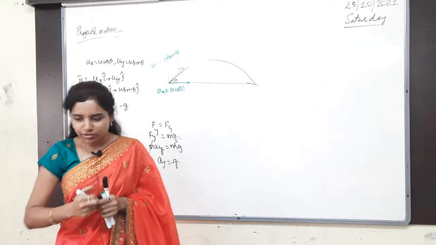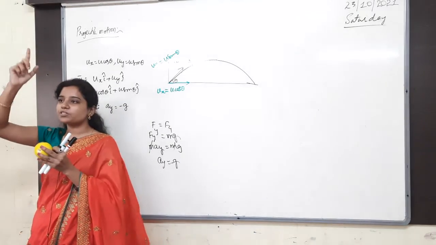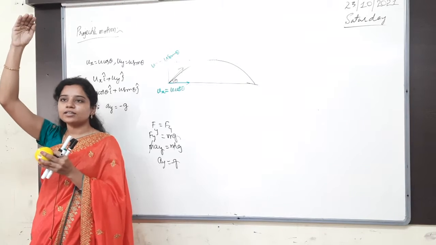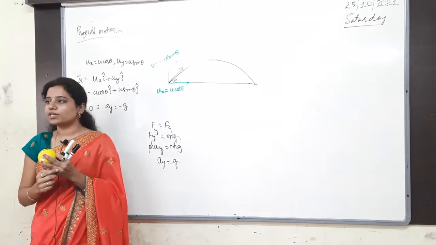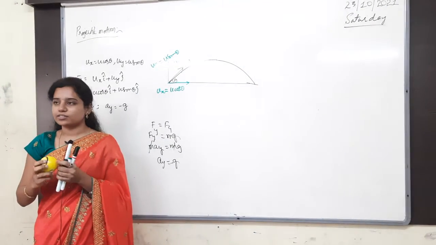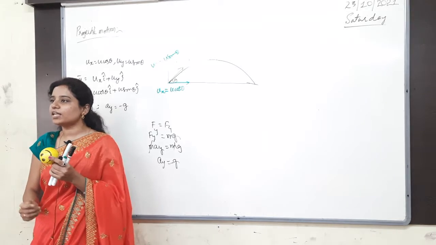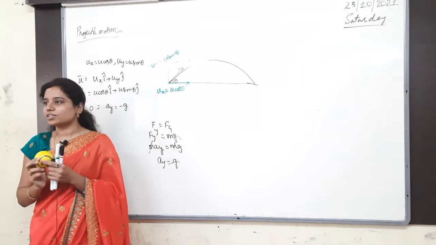For example, if I throw this ball in the upward direction like this, it goes upwards and the velocity keeps on decreasing. At maximum height it becomes 0, then it comes in the downward direction. While coming downward, the velocity increases because g is acting in the downward direction and the body is also coming downward, so v increases.